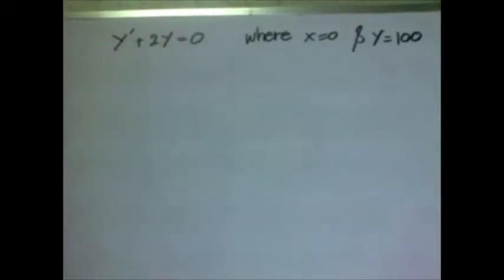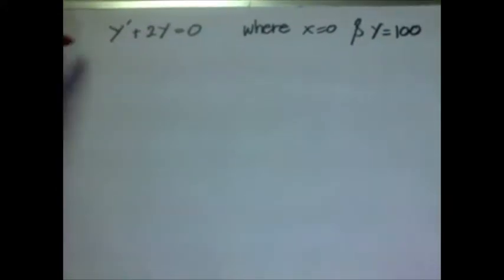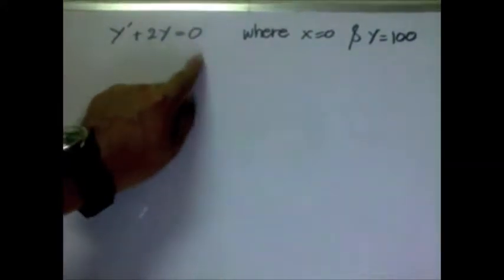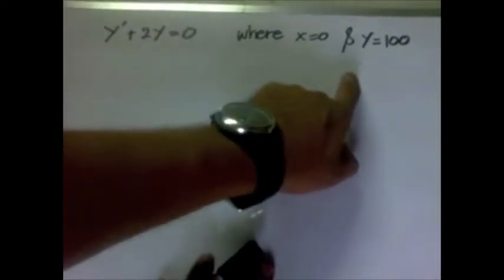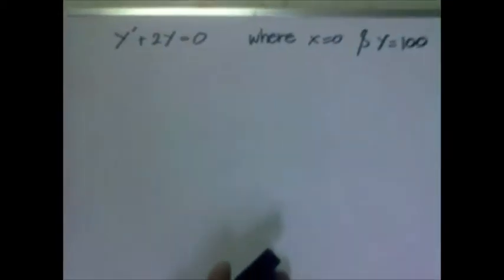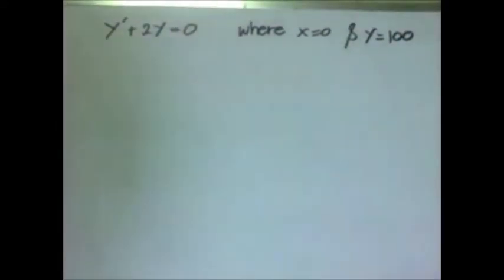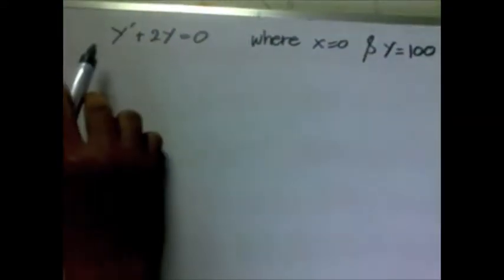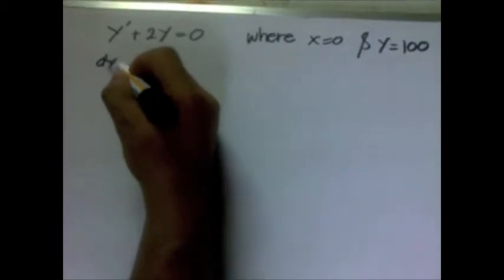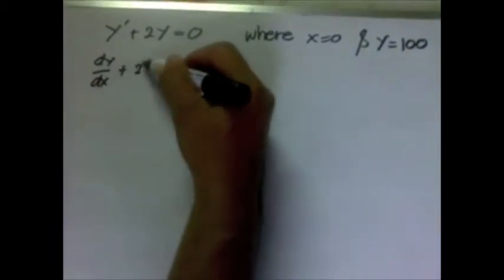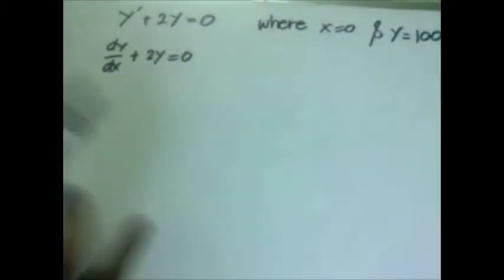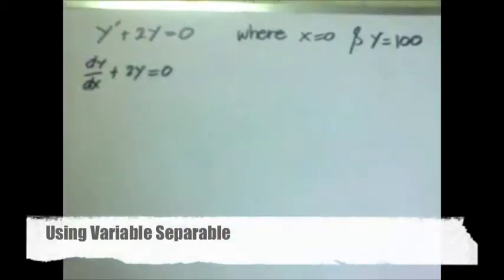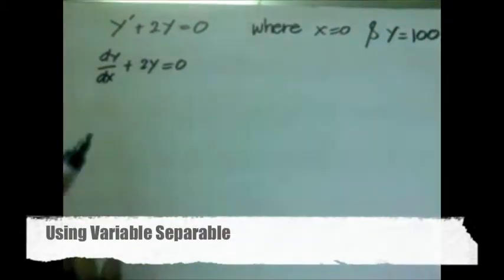Welcome to our second problem. Our given equation is y prime plus 2y equals 0, where this equation must satisfy the indicated condition where x equals 0 and y equals 100. Okay, so here is the process. The first thing we have to do is change the y prime into dy over dx, so dy over dx plus 2y equals 0. Actually, our given problem is very easy because the technique we are going to use is the variable separable technique on this given differential equation.